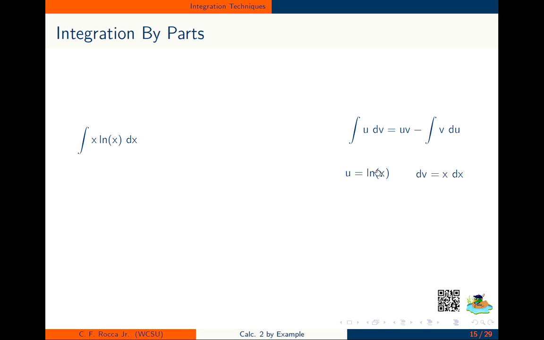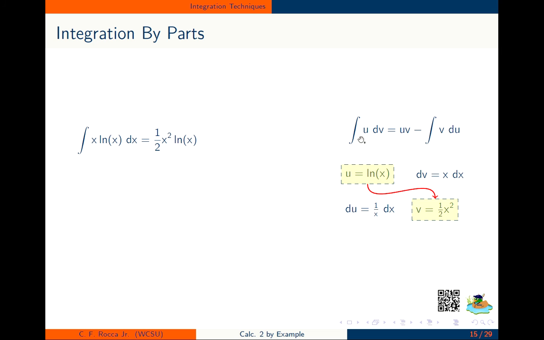Okay, so if u is natural log of x and dv is x dx, then the differential of u is 1 over x dx, and an antiderivative of dv is 1/2 x squared. So now I have the 4 pieces I need in order to use this formula for integration by parts.